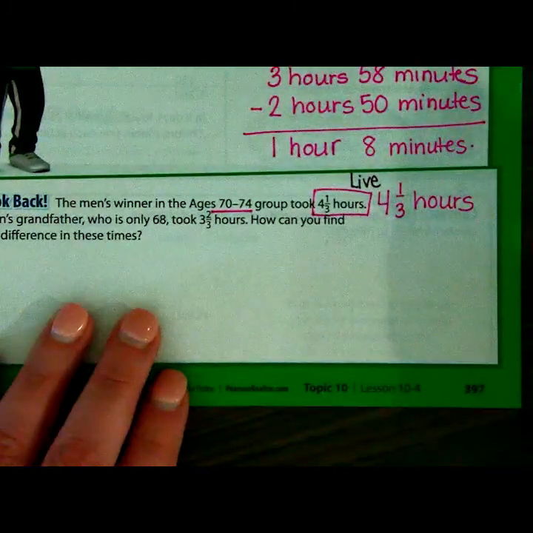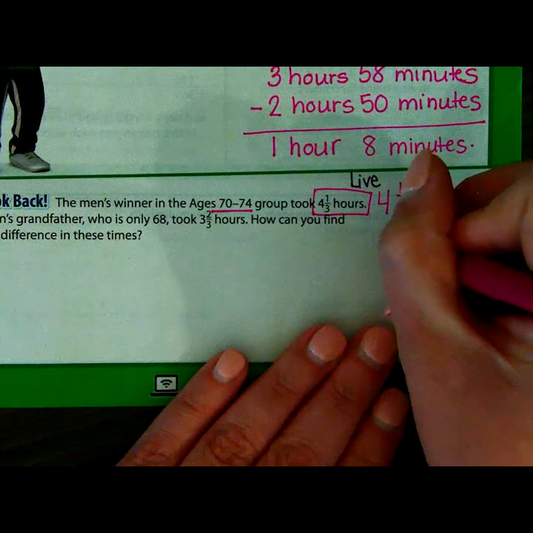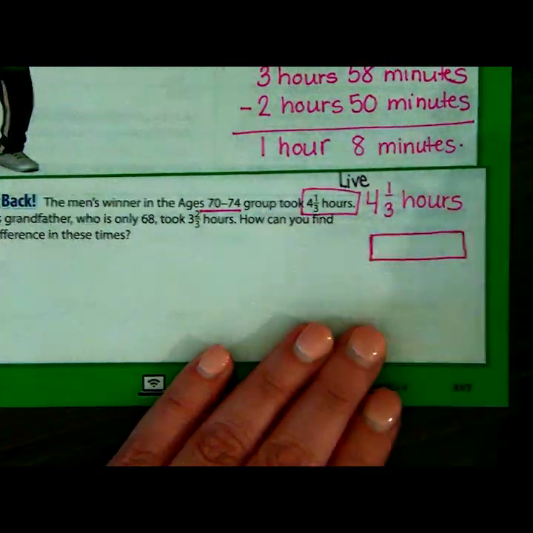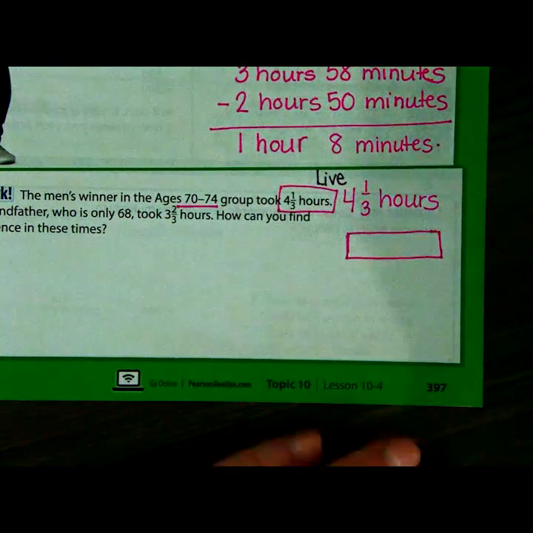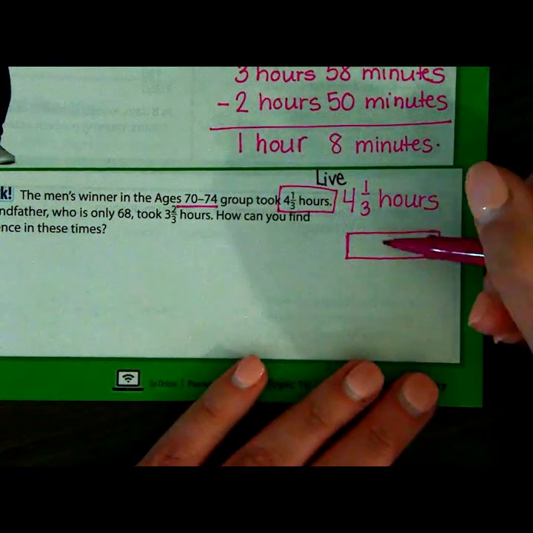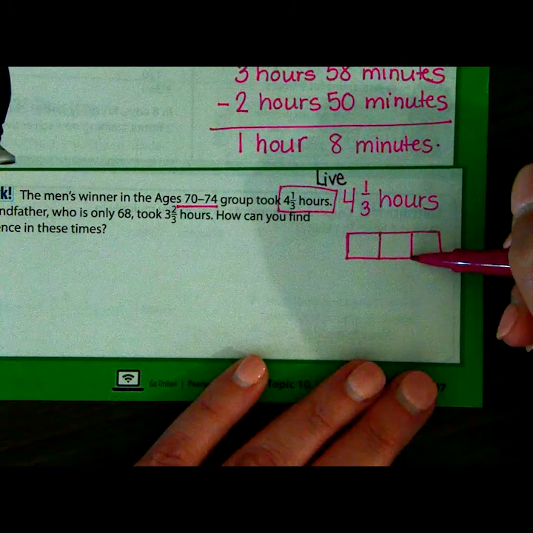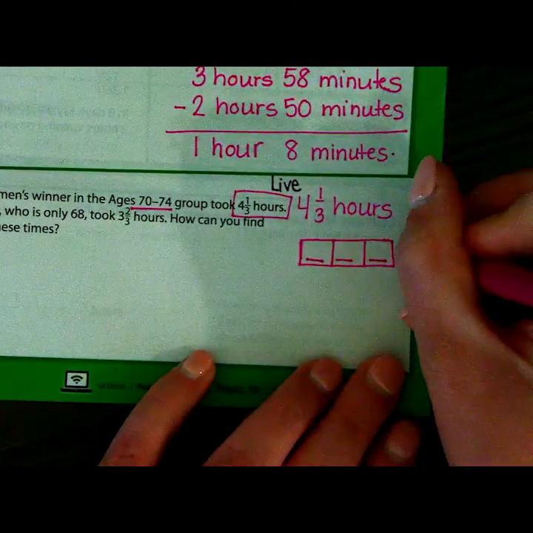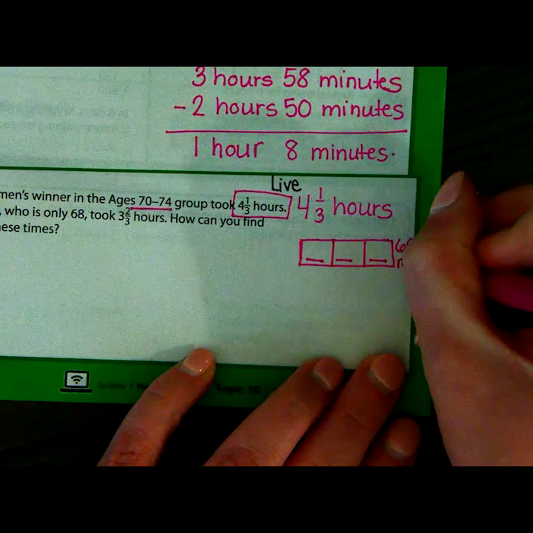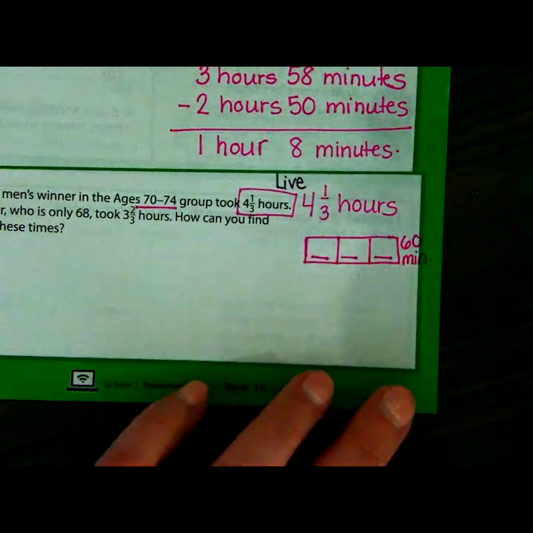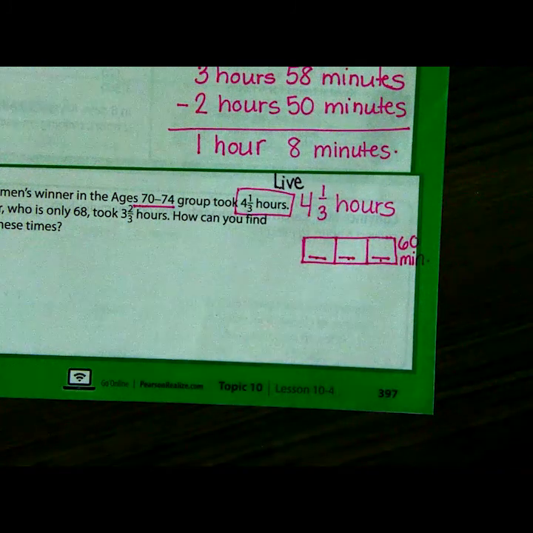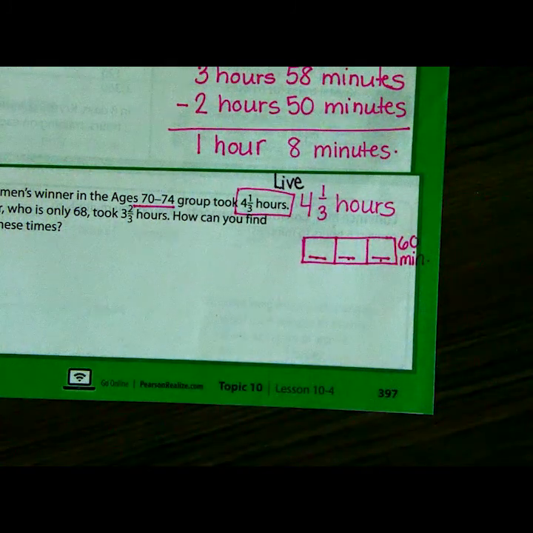Well, let's think of our hour because it's the 1/3 part that's throwing me off. Let's say this is our whole or our 1 hour. Well, we're dividing it into 3 equal parts. So I want you to think, you know that 1 hour is equal to 60 minutes, correct? So what number would you have to add equally 3 times to equal 60? Think for just a moment. Great, that would be 20.